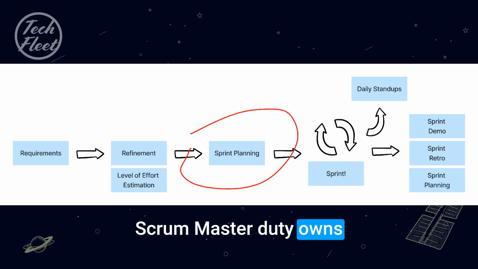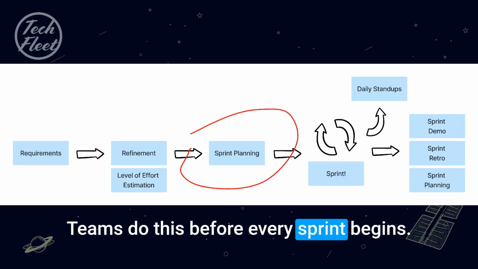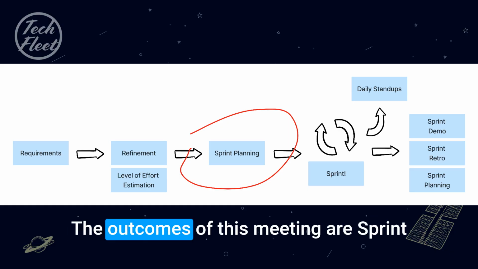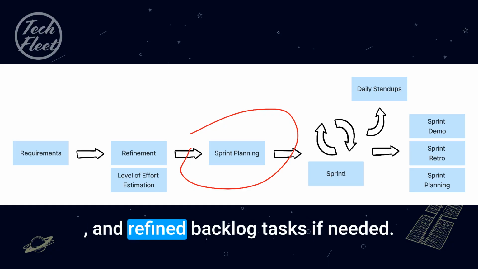Scrum Master Duty owns this in the Scrum method. The product strategy function owns this work in Tech Fleet. Teams do this before every sprint begins. The outcomes of this meeting are sprint goals, an updated project roadmap, and refined backlog tasks if needed.